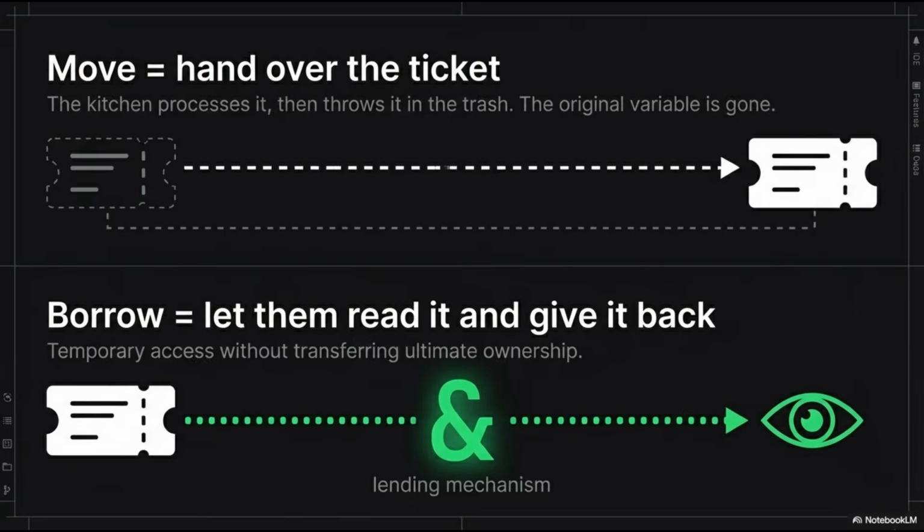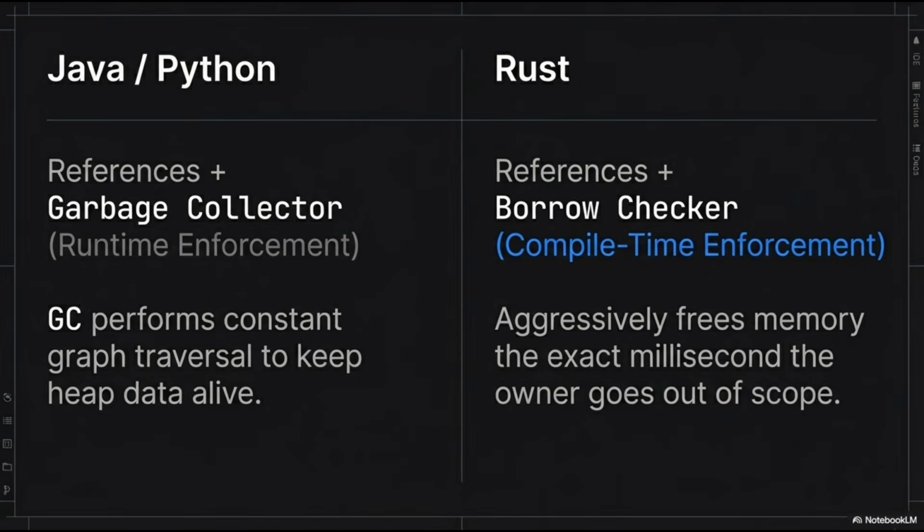But the fundamental divergence here is the enforcement mechanism. In garbage-collected languages like Java or Python, the runtime keeps the underlying data alive on the heap as long as any reference to it exists anywhere in your application. Because the garbage collector is constantly doing graph traversal to figure this out. Exactly. It's doing all that heavy lifting at runtime. But Rust doesn't have a garbage collector. None at all. Right.